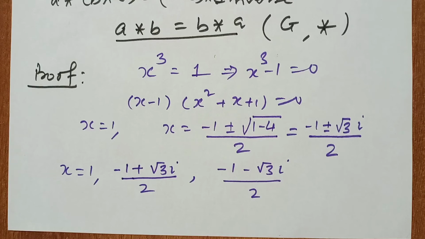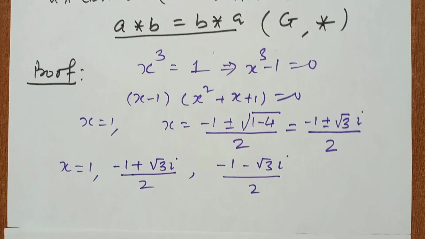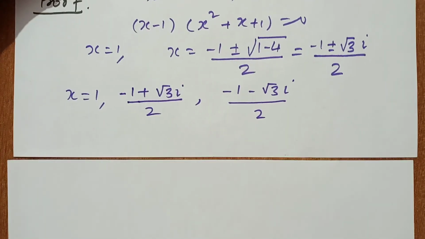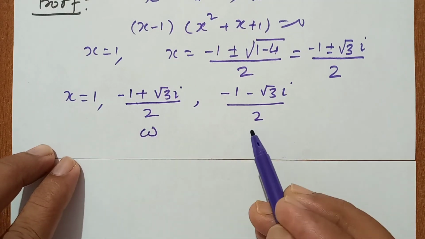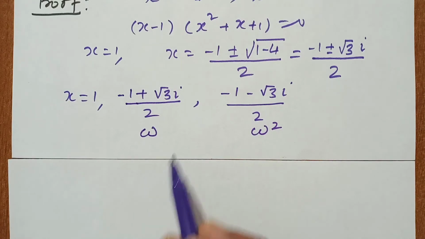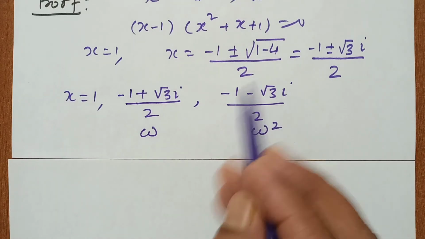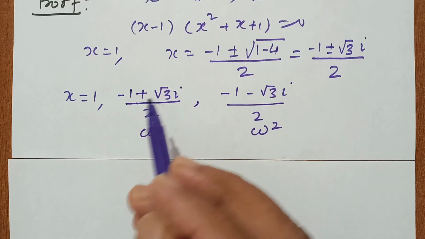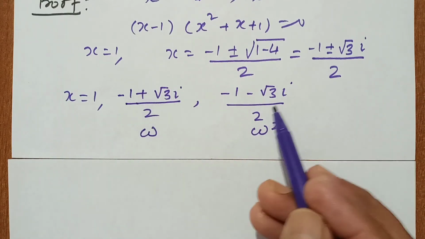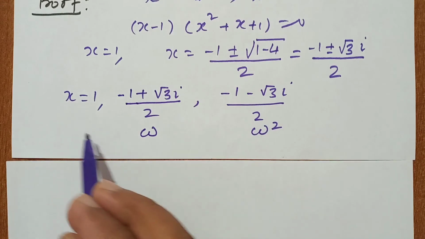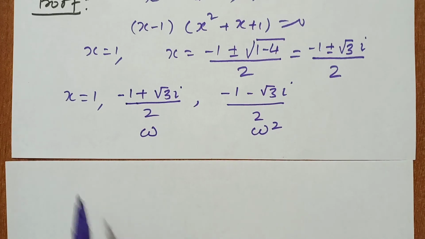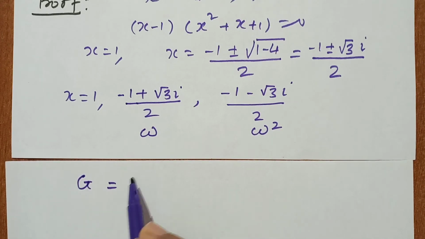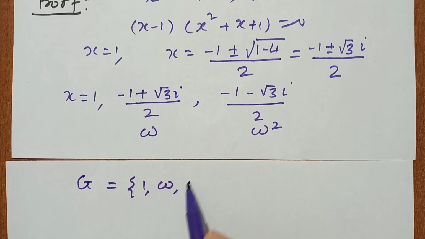Okay, means x is equal to 1, x is equal to (-1 + √3i)/2, and the next is this thing. So you can also write, if you take this as omega and this as omega square, this is a very nice property. If you take this omega, then this is the square of it. So these are the three values of this equation. Now we make a set. Suppose this is a set G = {1, ω, ω²}.